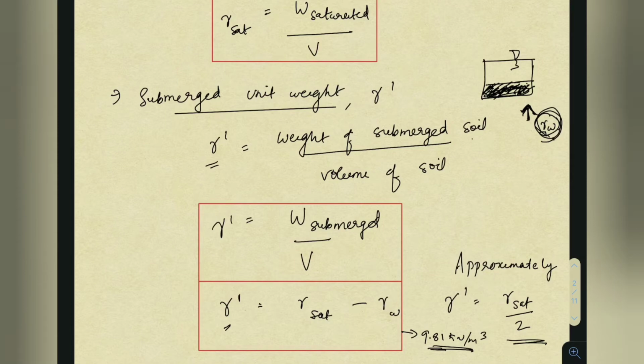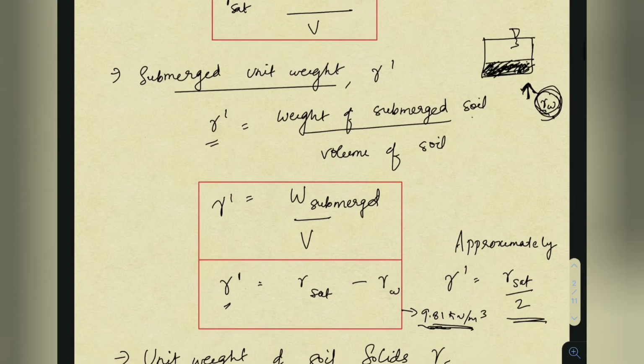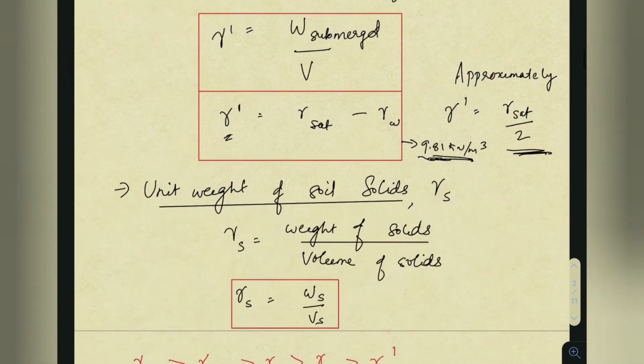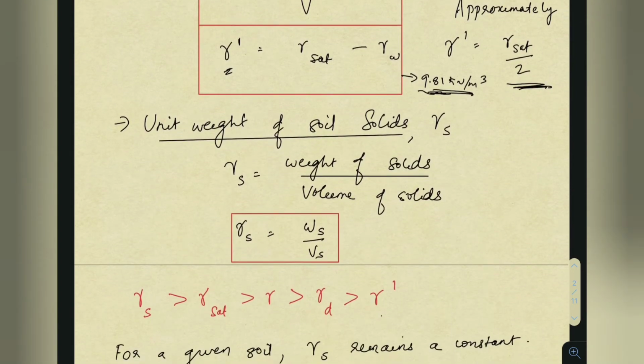So we will have gamma saturated always in the range of 20 or 19, and the gamma W value we already know, that is 9.81 kilonewton per meter cube. So subtracting this will be almost equal to 10. So 20 minus 10 will be almost equal to 10. So gamma dash will be approximately gamma saturated by 2. So that is it. Then we'll have to discuss unit weight of soil solids.